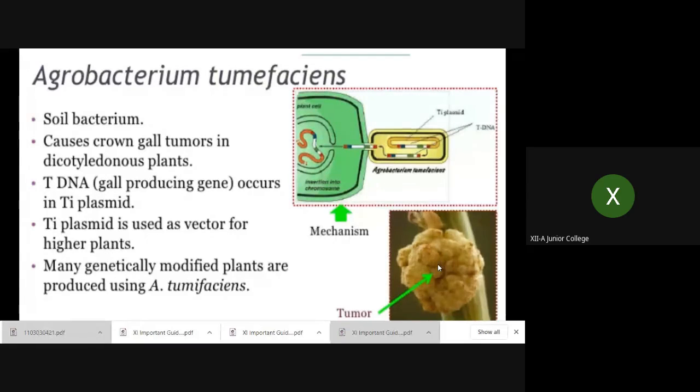So it is nothing but a soil bacterium. It's a gram-negative bacterium. It causes crown gall tumors in dicotyledonous plants. This plasmid has the tDNA region, that means the gall-producing gene, which occurs in the Ti plasmid, which is used as a vector for higher plants. And many genetically modified plants are produced using A. tumefaciens. Now, what are the examples? In the next part, we will discuss the examples.